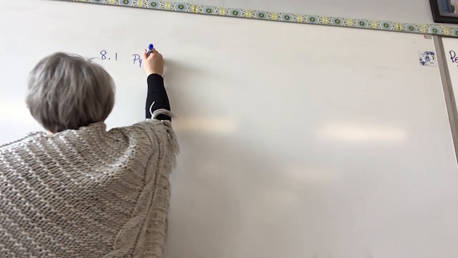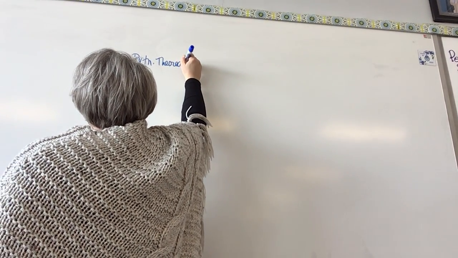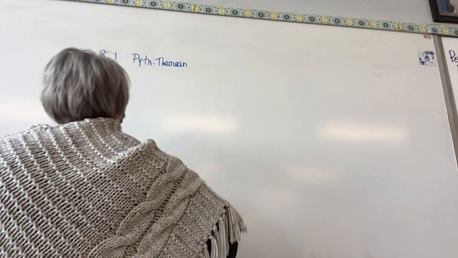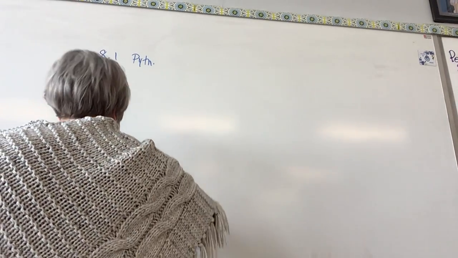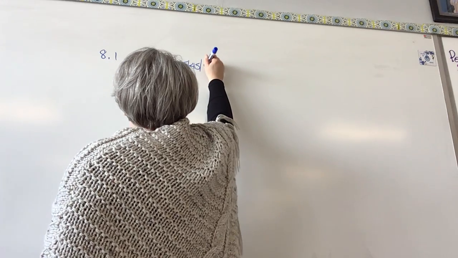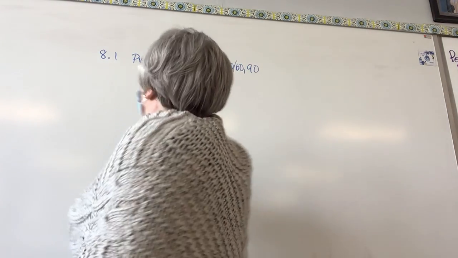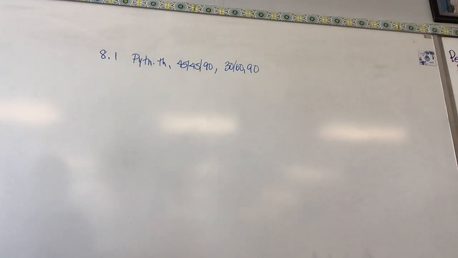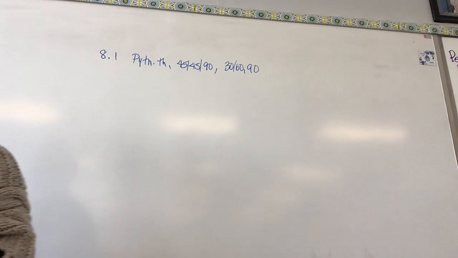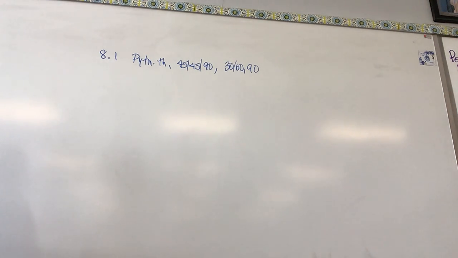Still 8.1. We have the Pythagorean theorem. We have the 45, 45, 90. And we have the 30, 60, 90, all in that one little section. So we'll finish off the section, and our quiz on Friday is just on 8.1. And we'll review it on Thursday.